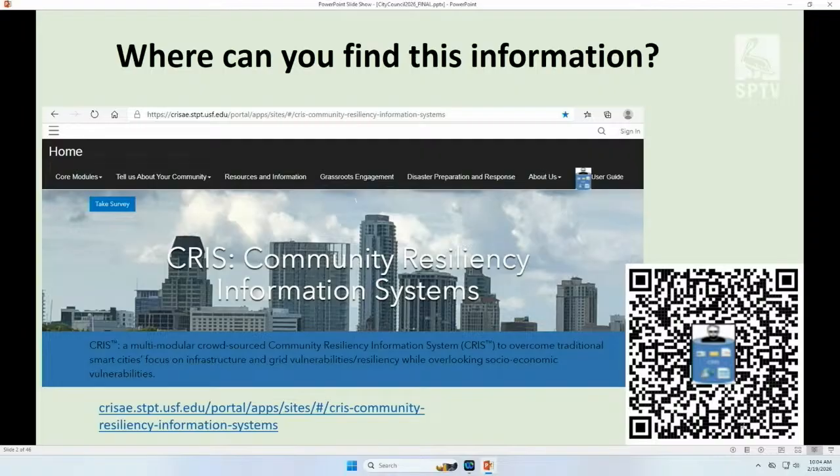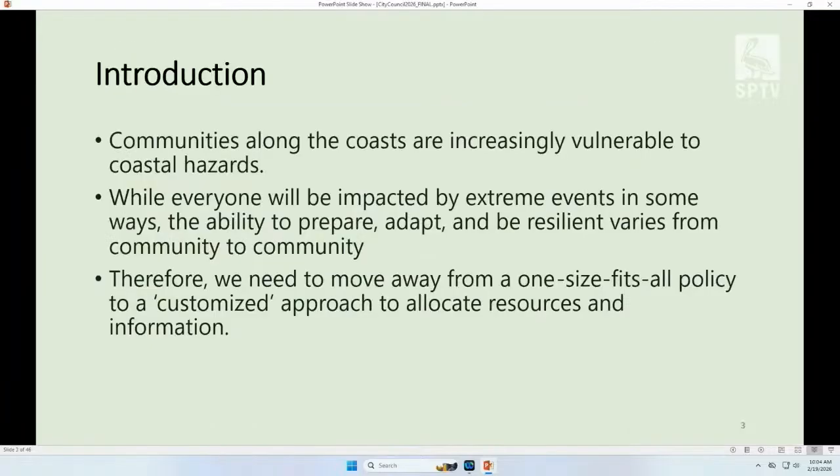So from that point onwards, we built the next thing called CRIS Hazard, which actually works for the entire county, but of course we have a special emphasis on the city and the city information that we use. So every coastal community is going to be impacted and vulnerable to coastal hazards, but no two communities will be impacted the same way.